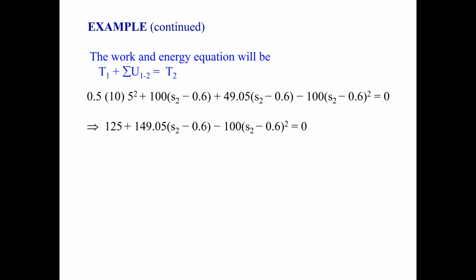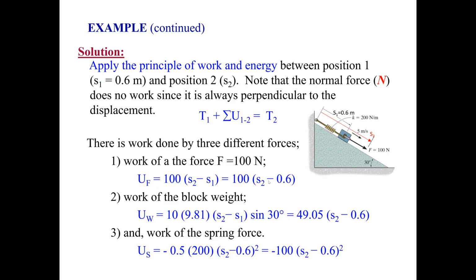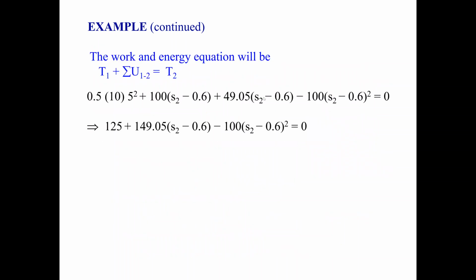When we do that, here's my T1, the initial kinetic energy. The first one here is due to the 100 newton force; this is the work due to that force. Then here is due to gravity, the gravitational work. And the last component is the spring. Just combining the terms, this looks like our quadratic formula, and you can make this delta S. You'll see that putting it in the standard form, ax squared plus bx plus c equal to 0.